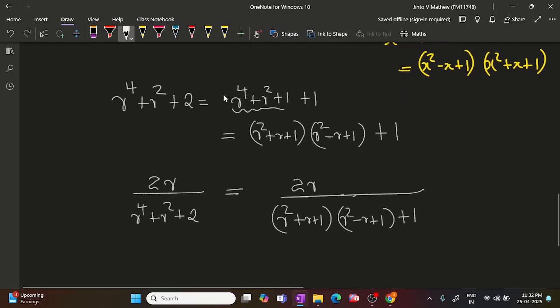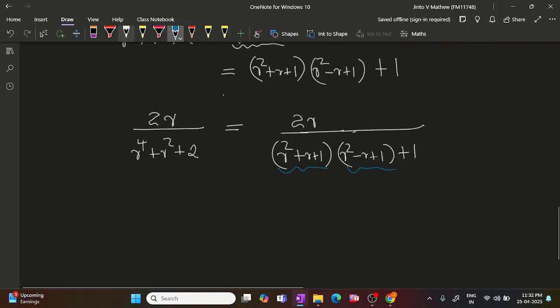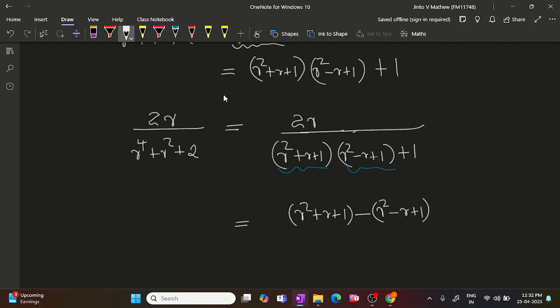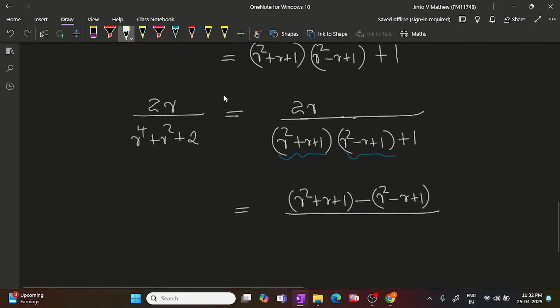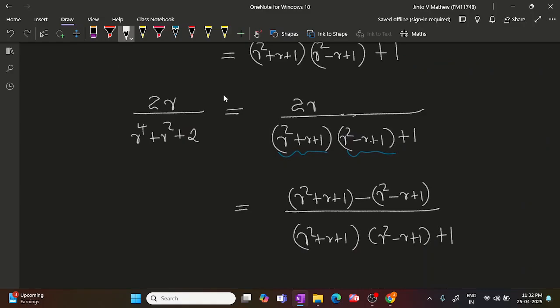If you carefully observe, the difference of these two terms, r square plus r plus 1 minus r square minus r plus 1, is nothing but 2r. The next step, we'll write that 2r as r square plus r plus 1 minus r square minus r plus 1, divided by r square plus r plus 1 into r square minus r plus 1 plus 1. Now we have x plus 2r by r raised to 4 plus r square plus 2r in this form.